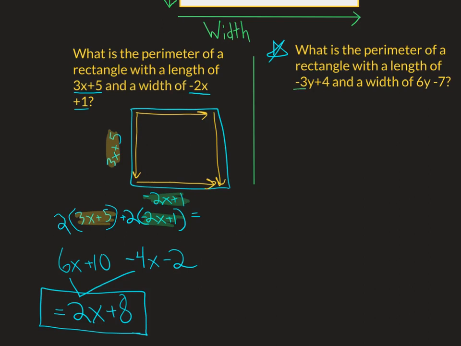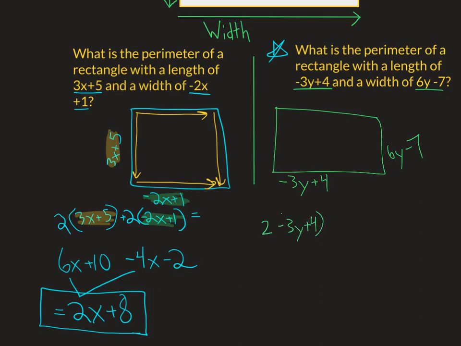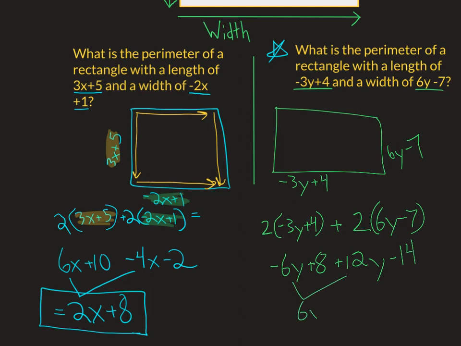All right, so you guys are dealing with a negative 3y plus 4 and a 6y minus 7. So again, if we're going to draw that up, it doesn't matter which side you call length and which you call width. It's going to come out the same. So I'm going to have 2 of the negative 3y plus 4, and then I've got to have 2 of the 6y minus 7. So we're going to have negative 6y plus 8, 12y minus 14. Combine any like terms. That's going to give us a 6y, 8 minus 14, negative 6. So there we go. 6y minus 6 is the perimeter of your rectangle.